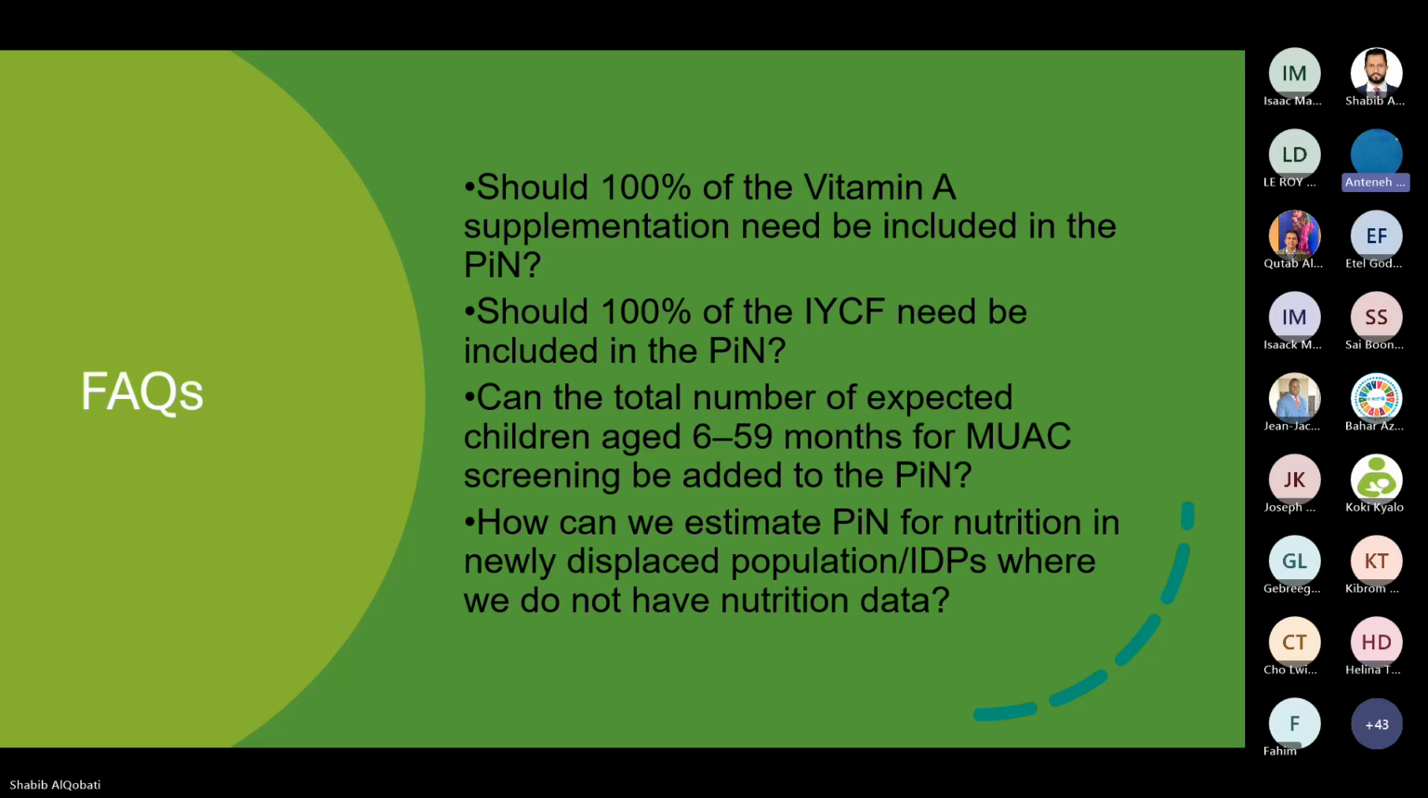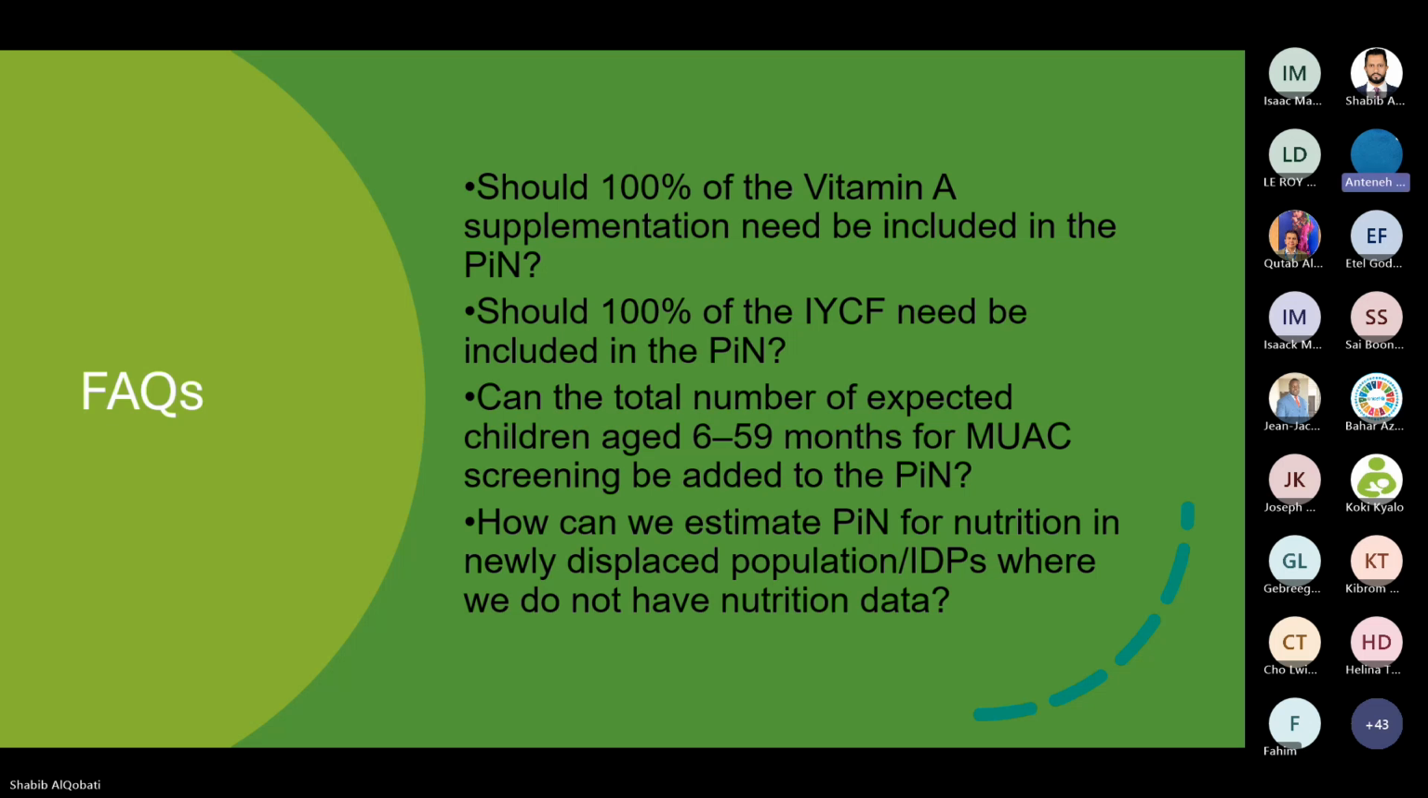That's correct. If the target group is overlapping, you take the higher of the two, or if there are 3 service packages, 3 service types, but their target group is overlapping, you take the higher of the 3. So that's just simply the general recommendation. And now the other frequently asked question is, how about adding the MUAC screening to the PIN? And this number is usually very high.